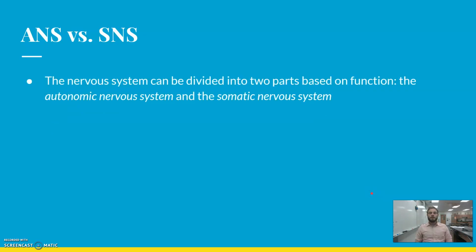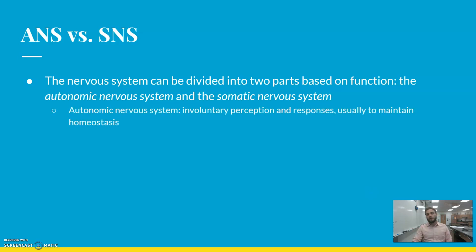So we can divide up the nervous system based on function. That can be the autonomic nervous system and the somatic nervous system. The autonomic nervous system is the involuntary portion of your nervous system. Things that you don't even realize are happening are being received and taken care of, and there's some sort of response being generated. Usually your ANS is going to be the parts of the body that are chiefly responsible for homeostasis, things like blood glucose, things like hydration, things of that nature where you don't have any conscious control over them.